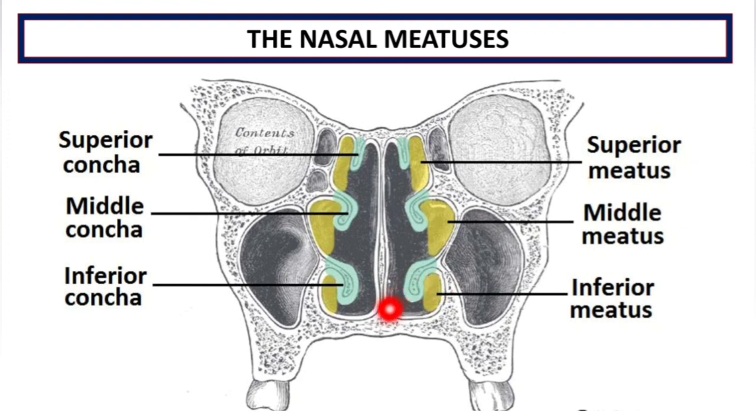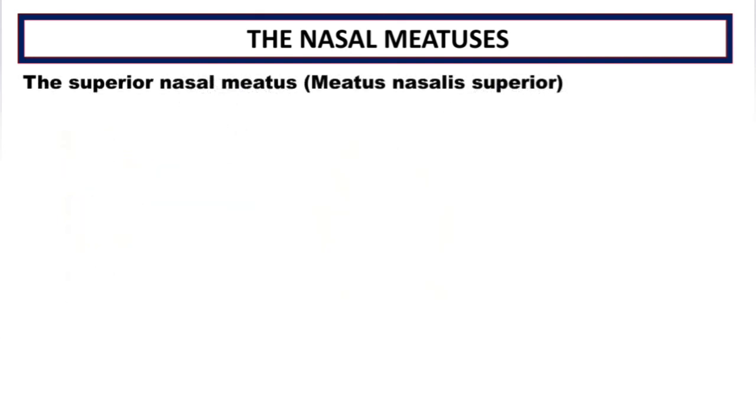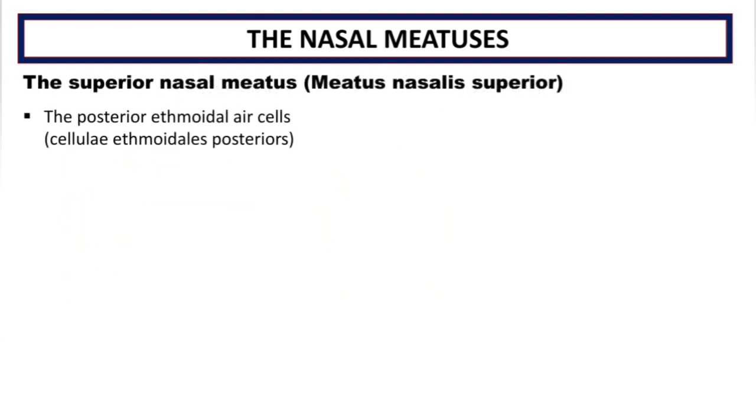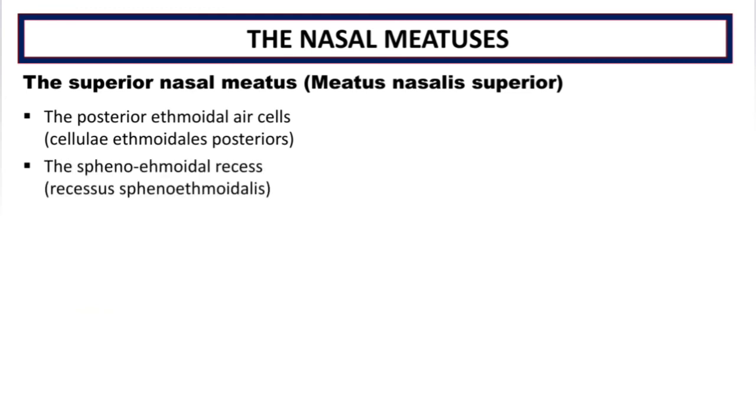There's another nasal meatus called the common nasal meatus. It's between the concha, between the lateral wall and the medial wall. It's called the common nasal meatus. So the superior nasal meatus first: it communicates with the posterior ethmoidal cells, cellulae ethmoidales posteriores, and also communicates with the sphenoethmoidal recess, recessus sphenoethmoidalis. That's the superior nasal meatus.